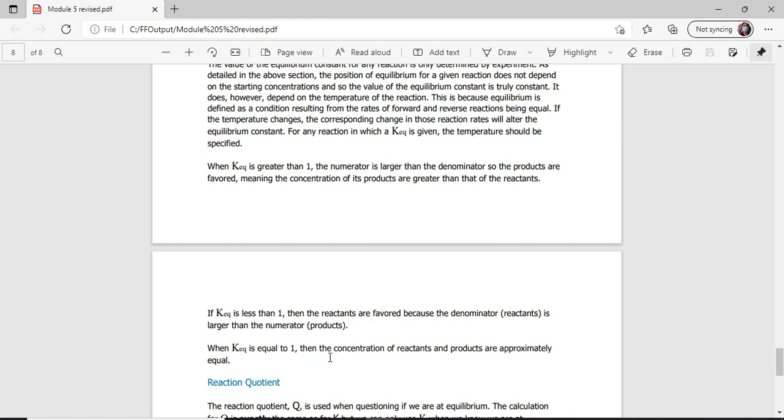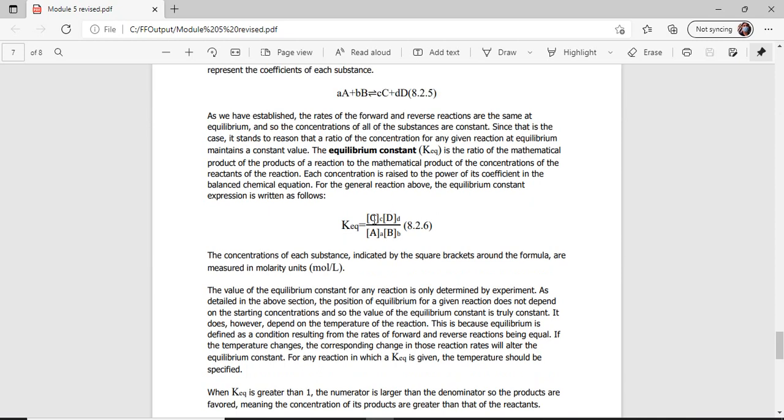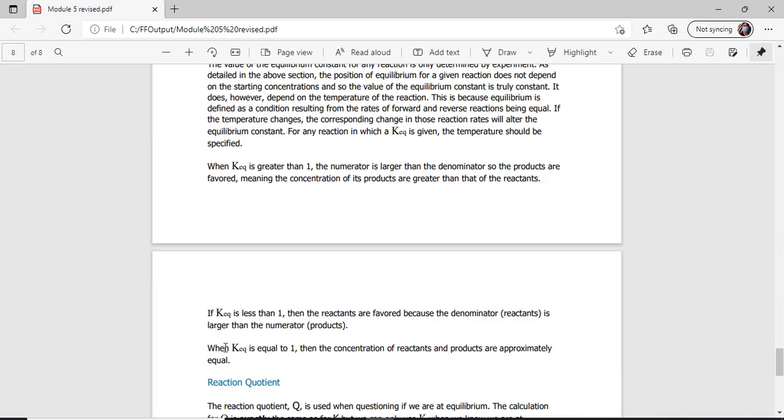Then, if your K or imong equilibrium constant is equal to 1, ibig sabihin na the concentration of your reactant and product are approximately equal. For example, give ta lang for example, if you have 2 and 3, then you have here 3 and 2. Ibig sabihin, they will be a total of 6 over 6. It is an equal nga or equilibrium constant nga equal.